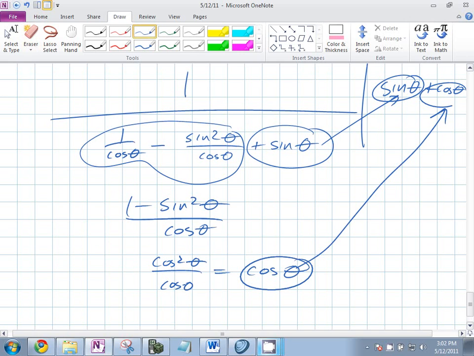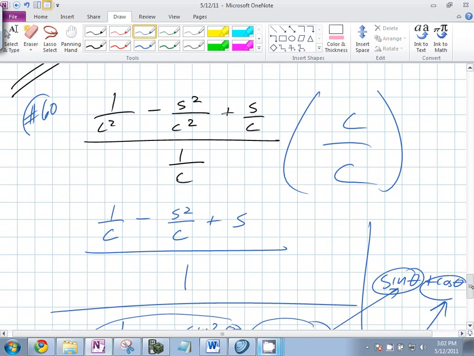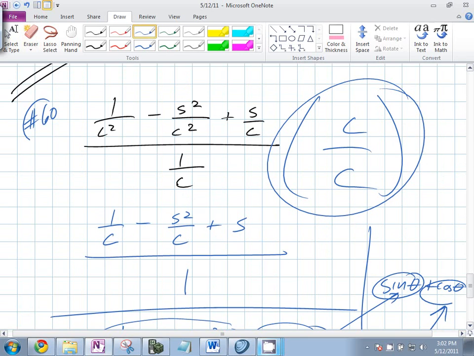What was the magical step here? Well, just multiplying by this. And what happens? The denominator turns into 1. Kills it, and it works.